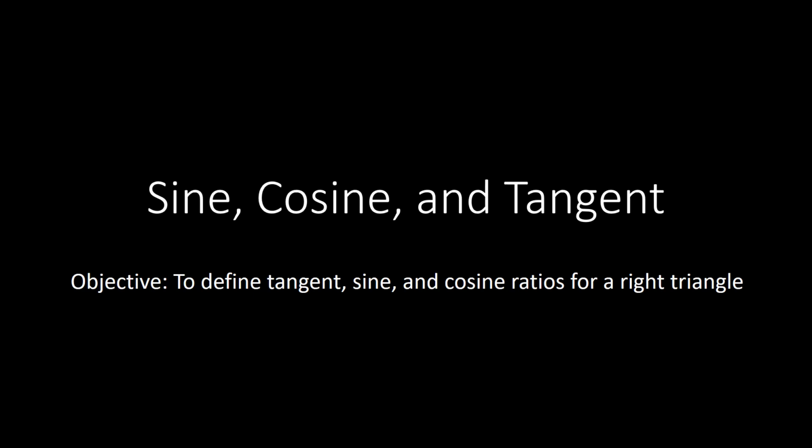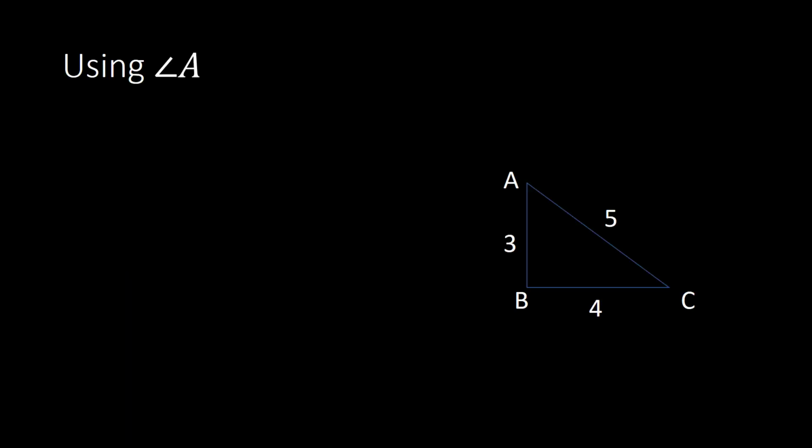In this lesson, you will learn to define tangent, sine, and cosine ratios for a right triangle. Before we get into the ratios, we first need to learn the parts of a triangle. Using angle A, and we're assuming this is a right triangle, the hypotenuse is across from the right angle. We've learned that before, and the hypotenuse in this case would be 5.